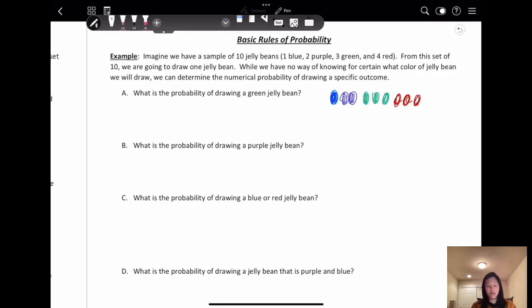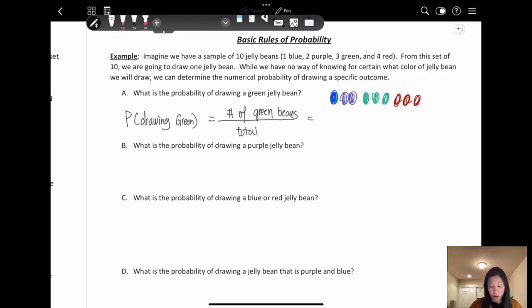So now among these jelly beans, what they want you to do: what's the probability of drawing a green jelly bean? The probability of drawing a green jelly bean equals the number of green jelly beans over the total number of all the jelly beans. Remember, when you draw the jelly bean, you don't see anything. Think of it like they're just placed in a bag. There's no way you know what color you're going to withdraw. So this is the probability.